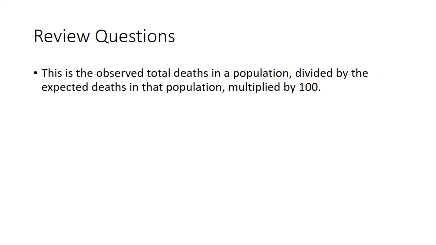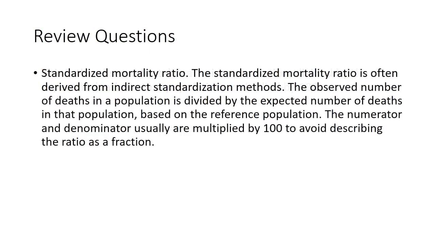Okay, this is the observed total deaths in a population divided by the expected deaths in a population multiplied by 100. Accrued death rate. This is a version of mortality. Standardized mortality ratio. So that kind of makes sense because we're looking at a ratio.